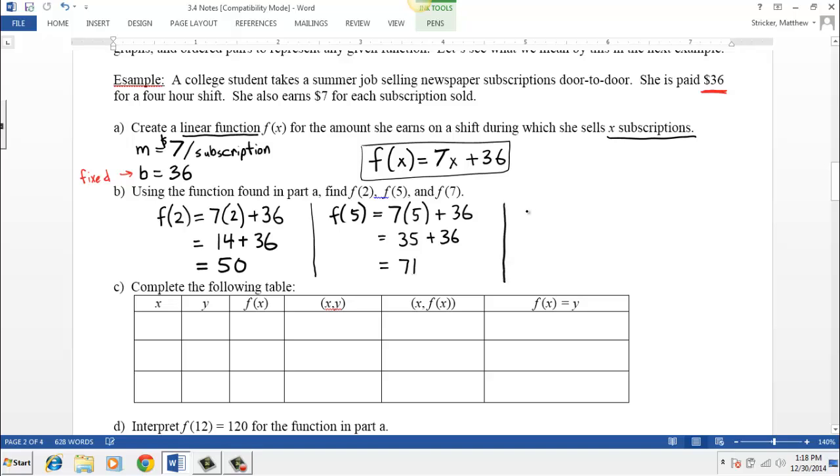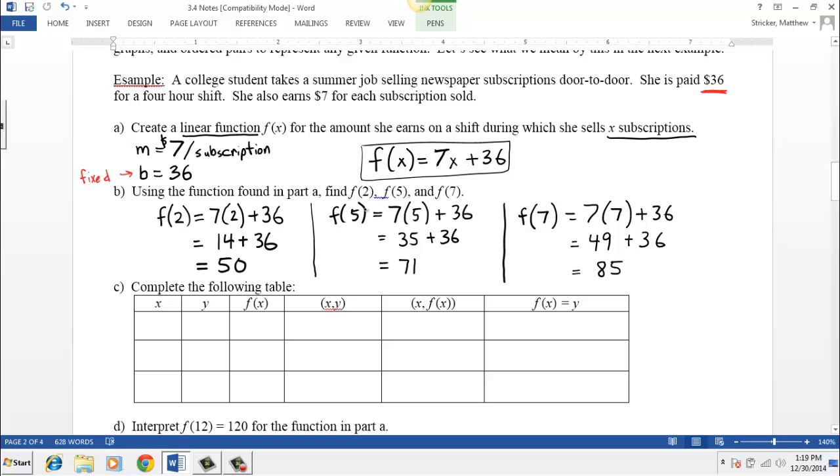And then the last one, we're going to be finding how much the college student would earn if she sold 7 subscriptions. So the input is 7. We would take 7 times 7 plus 36, or 49 plus 36. That would give us a total of $85. Hopefully that makes sense.